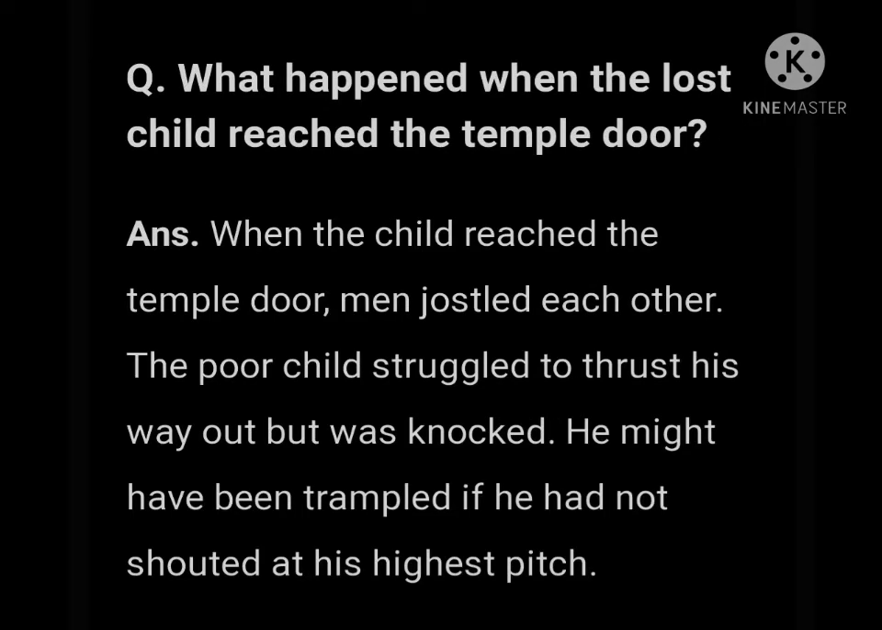When he reached the temple door, men jostled each other. So they were pushing each other. The poor child struggled to thrust his way out, but he was knocked. He might have been trampled if he had not shouted at his highest pitch. So he was being pushed and pulled in between the crowd. He was getting squeezed over there and almost being wounded also.